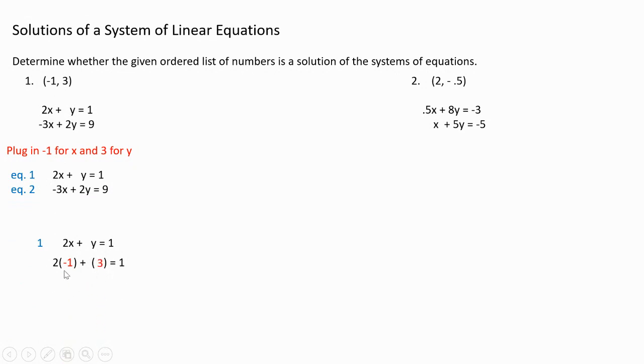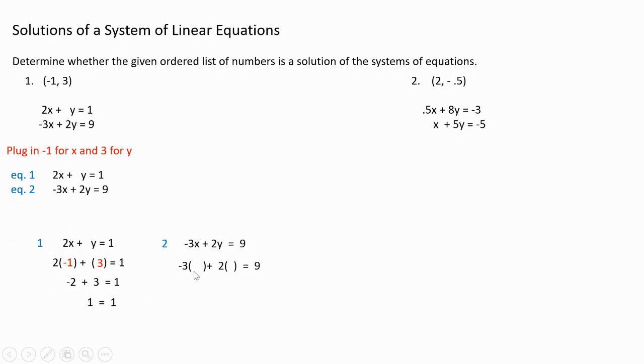Then all you do is simplify, so this will give us negative 2 plus 3 on the left side, which is equal to 1. So 1 equals 1. But for this to be a solution, it has to be true for both equations. I plugged it into equation number 1, and now I have to repeat it for equation number 2. If this first step wasn't true, then we would stop there and just say it's not a solution. But we have to continue because it was true for equation number 1. Now we're going to repeat the process for equation number 2.